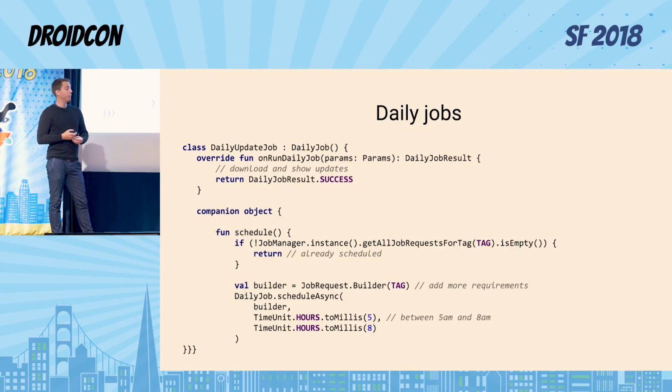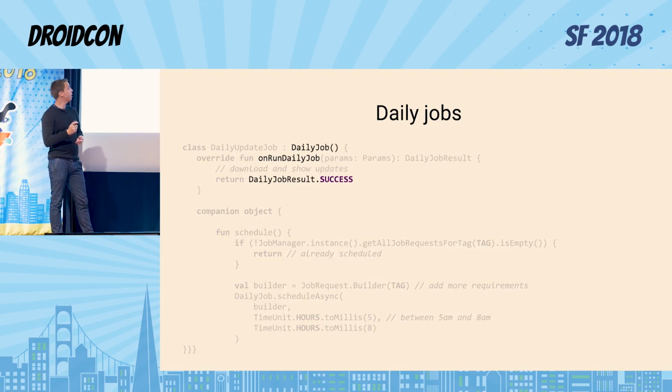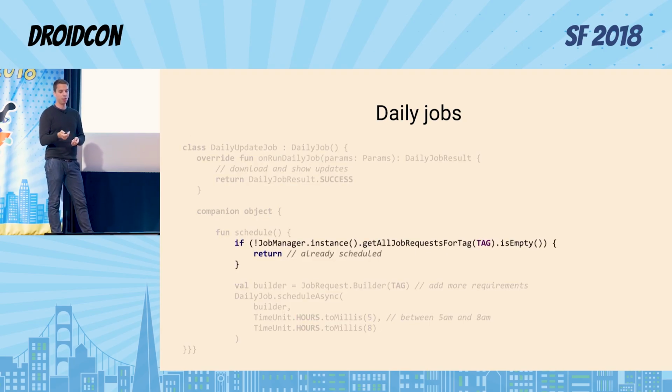Then another thing that Android Job has are daily jobs. Things like, hey, run a certain task once a day at a specific time window, and repeat this over and over again every day. And implementing this is straightforward. There's a specific class for that. Other things are similar.